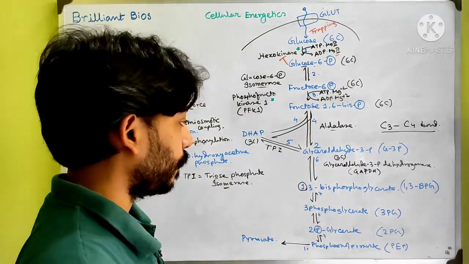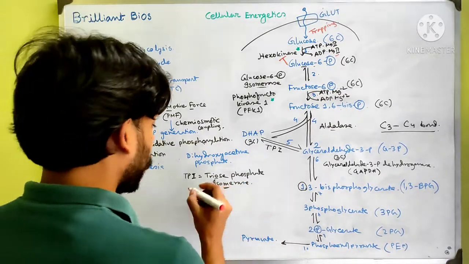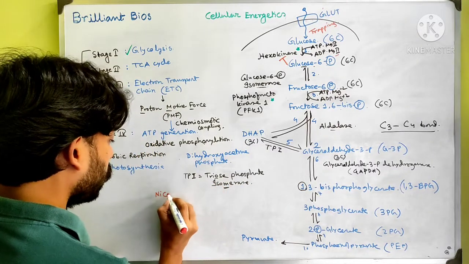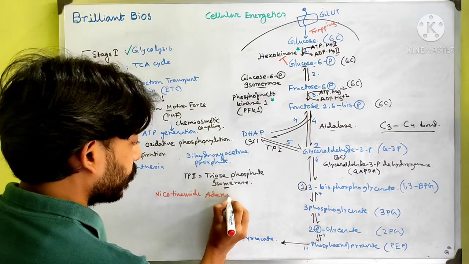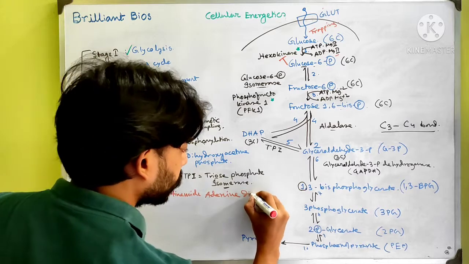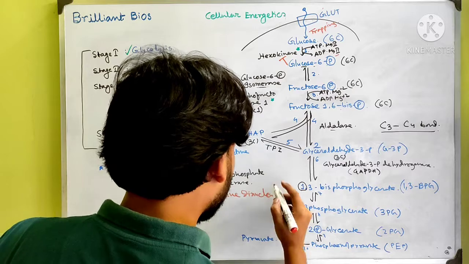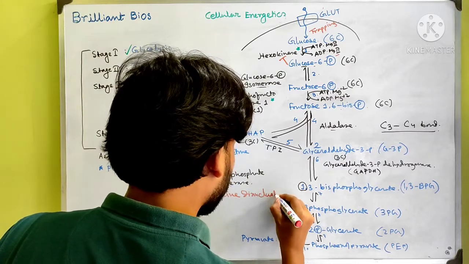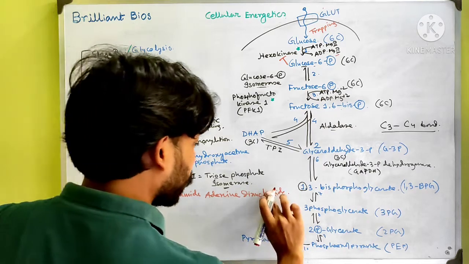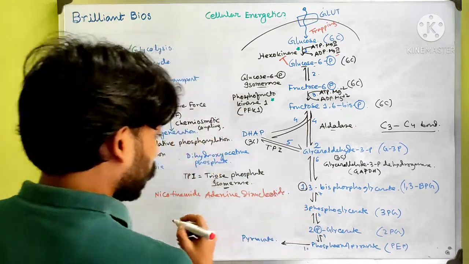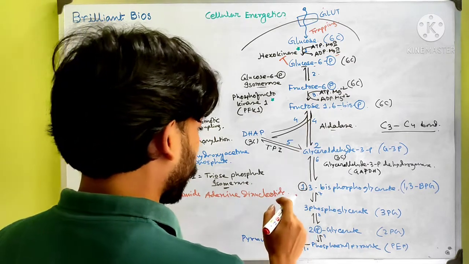Now here in the 6th step a very important and crucial thing occurs, that is the production of a coenzyme that is called nicotinamide adenine dinucleotide, okay, called NAD. His name is nicotinamide adenine dinucleotide. Now the name is NAD, nicotinamide adenine dinucleotide.